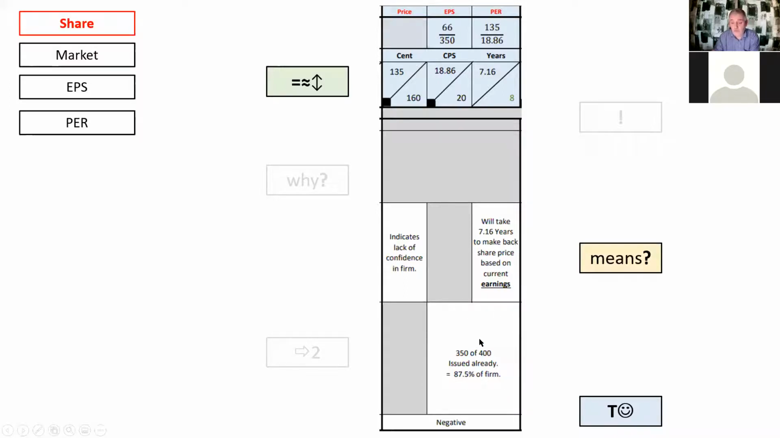I've tended to put that in there because it's to do with shares and it kind of makes sense. We have issued 350 of the authorized 400 shares already. We have issued 87.5% of the shares. There's not that much left to issue. And back again to the trend. We may be happy with 18.86 cents per share, but we are not happy with the trend.